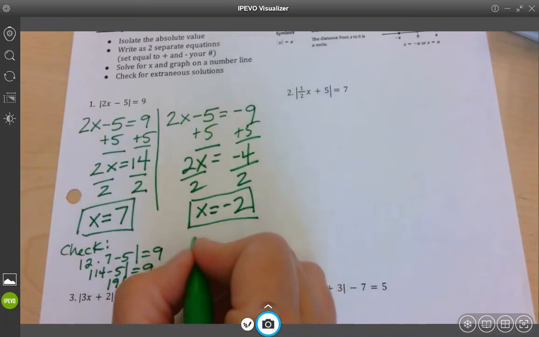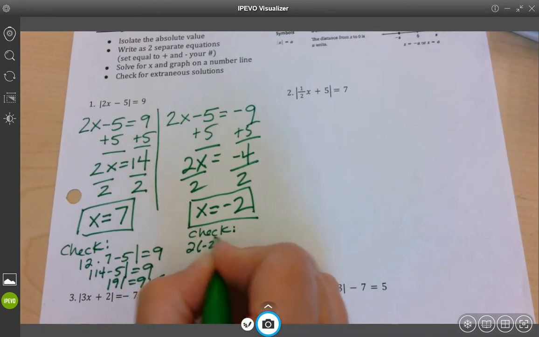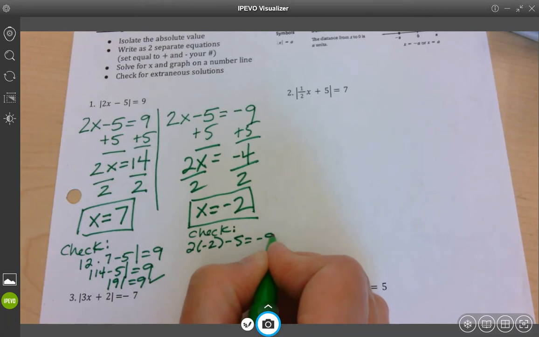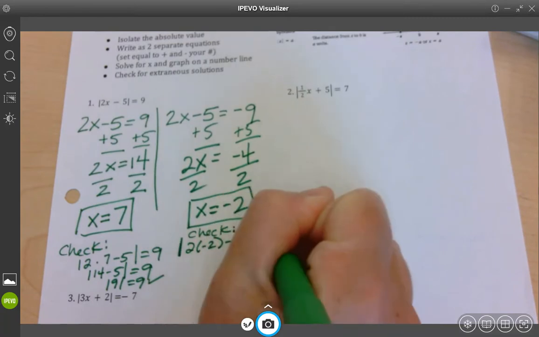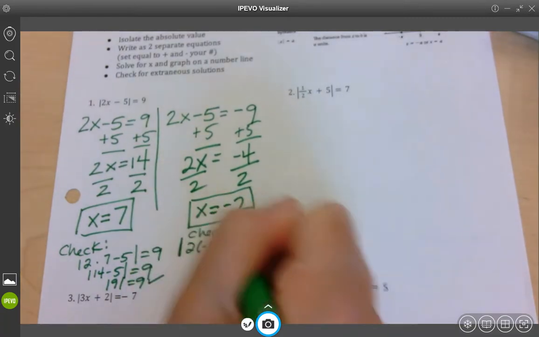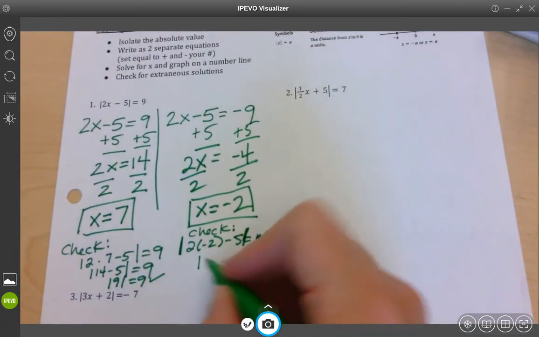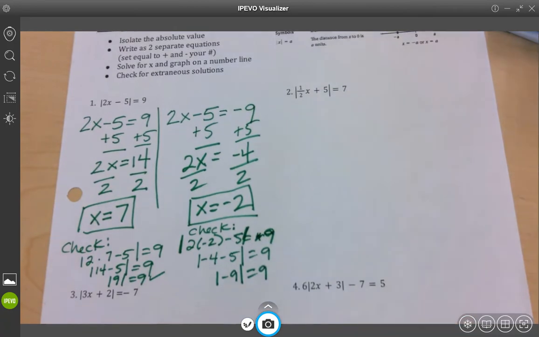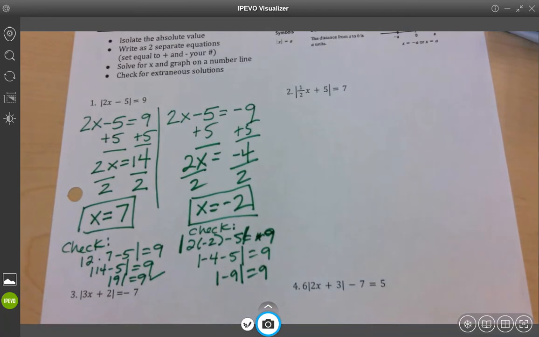And then we'll check negative 2. Absolute value of 2 times negative 2 minus 5 equals, oh, sorry, I didn't go back to the original, sorry. Absolute value, and then positive 9. So I got rid of that negative because I'm doing absolute value, I'm doing the original equation. I got absolute value of negative 4 minus 5 equals 9, and absolute value of negative 9 equals 9. Is that true? Absolute value of negative 9 equals 9? Yes. So they both work.